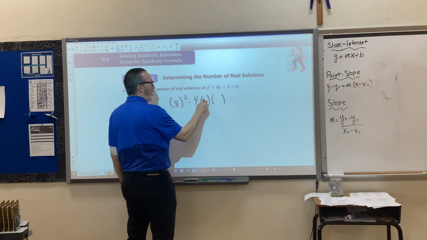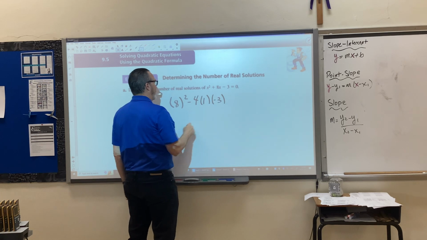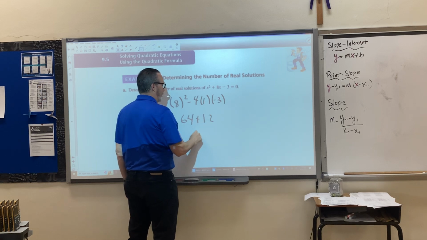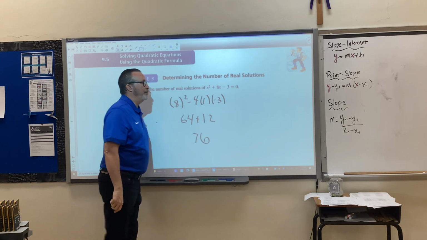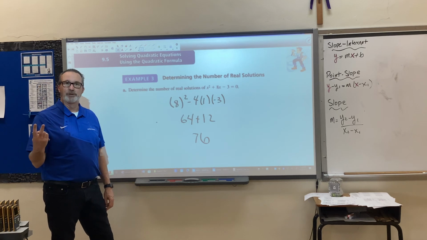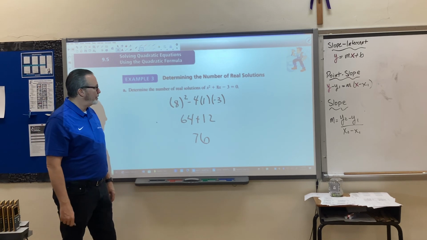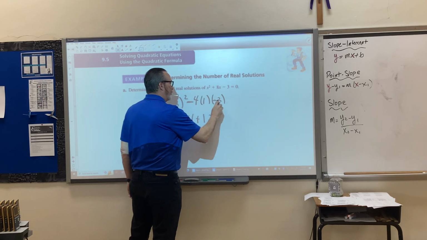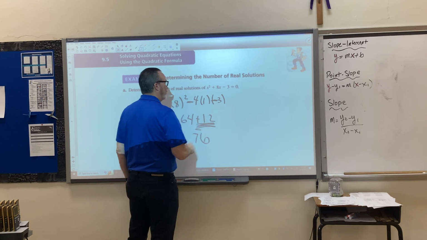8, 1, negative 3. So this is 64 plus 12, 76. How many real solutions are there with a positive 76? 2 real solutions. Okay, that makes sense. Did I do that right? Negative 4 times negative 3 is positive 12.